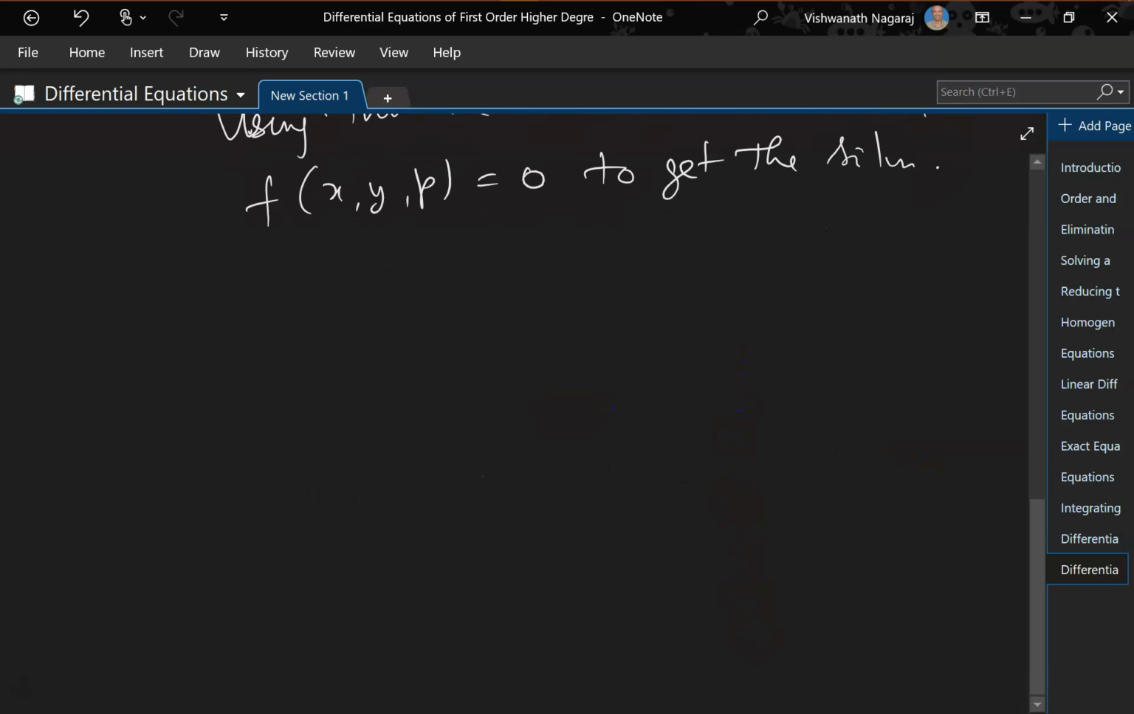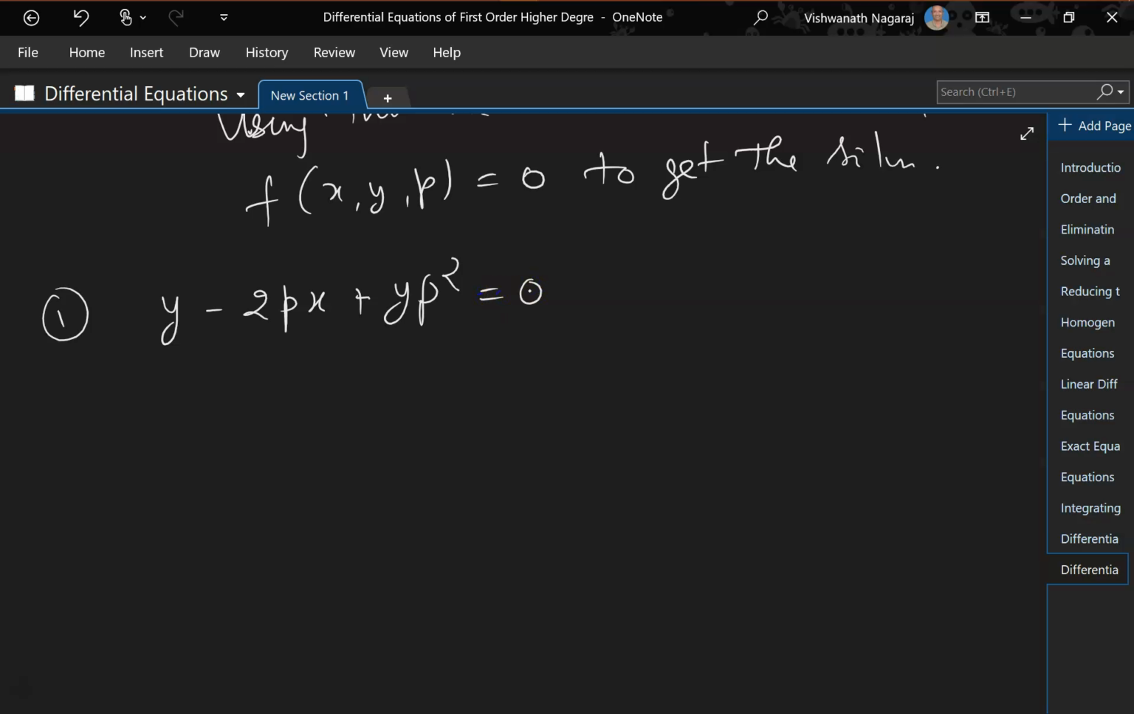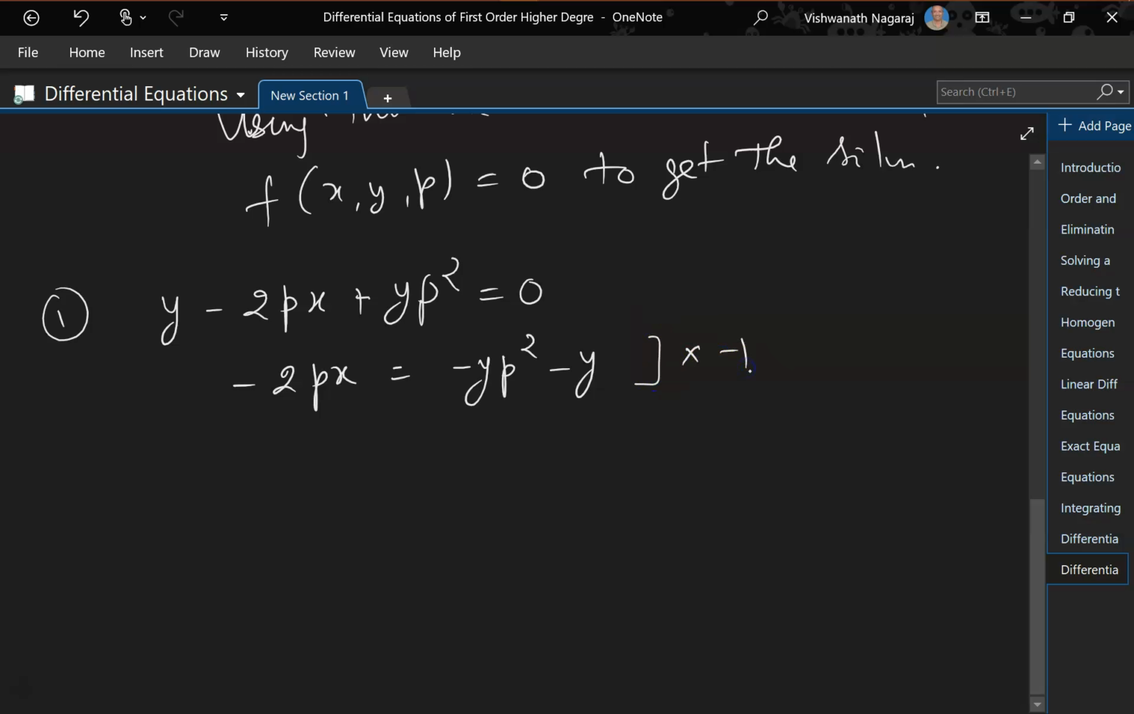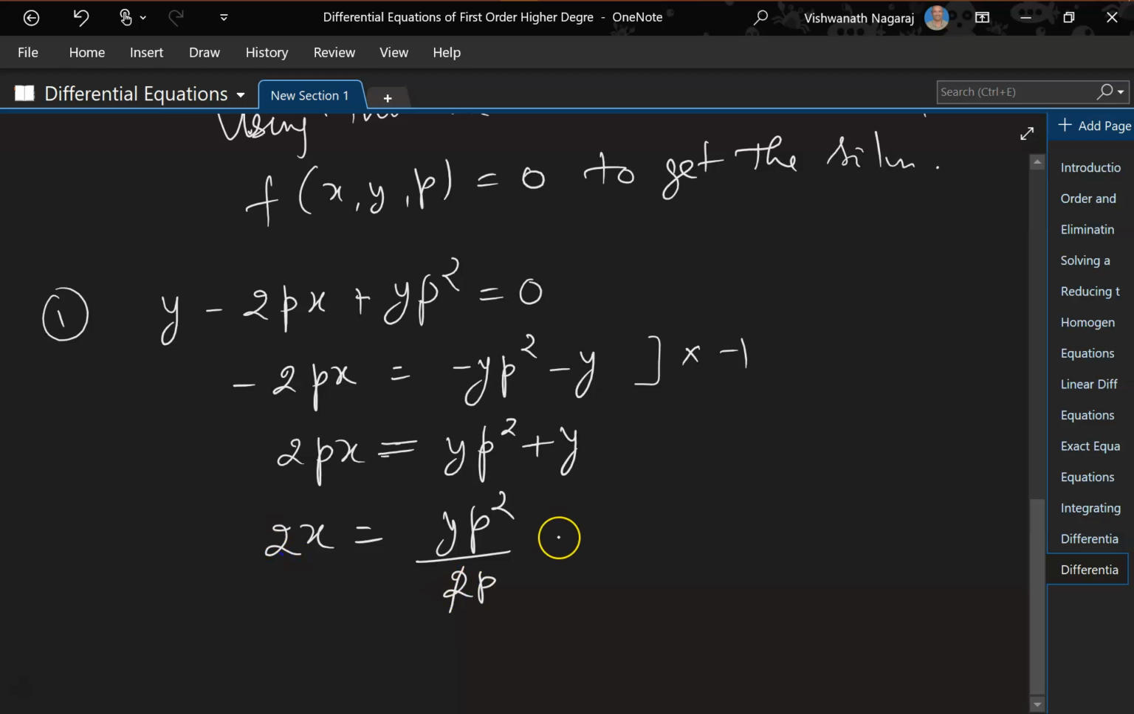Okay, let's actually see how this works. Let's say the equation is y minus 2px plus yp square is equal to 0. Now we have to solve it for x. So minus 2px is equal to minus yp square minus y. Let's multiply the entire thing with minus 1. So 2px is equal to yp square plus y. x is equal to yp square by 2p, let 2 be here itself, plus y by p.